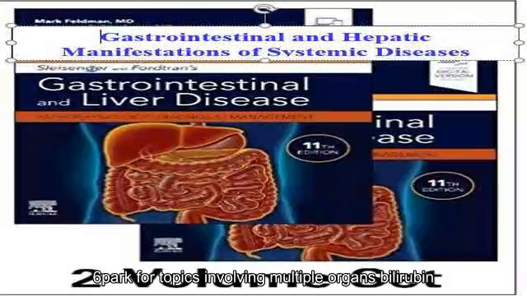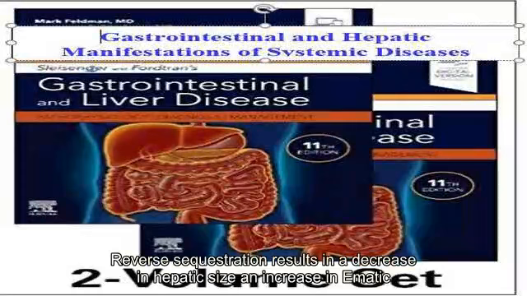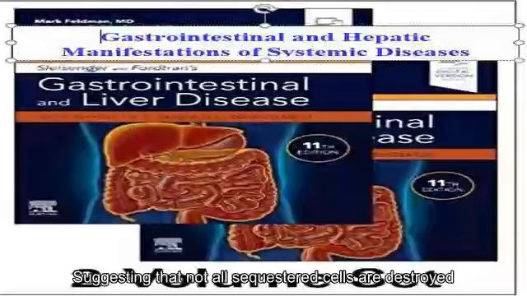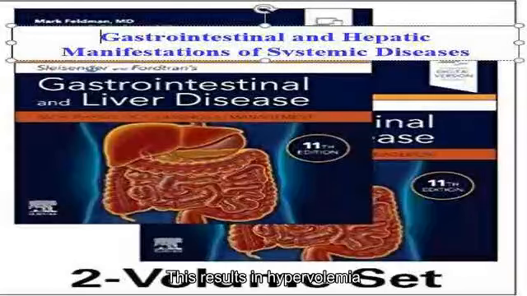Reverse sequestration results in a decrease in hepatic size and increase in hematocrit, suggesting that not all sequestered cells are destroyed. Occasionally, this results in hypervolemia, heart failure, and intracerebral hemorrhage.